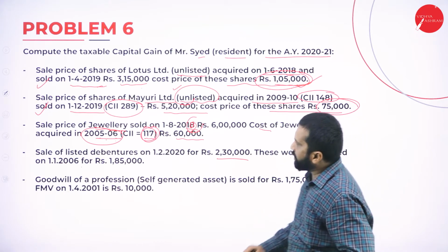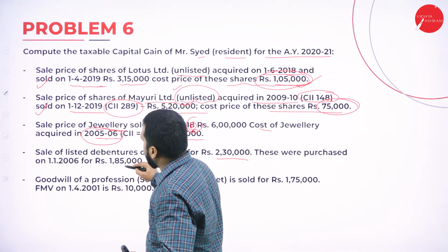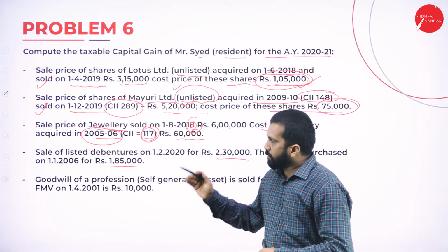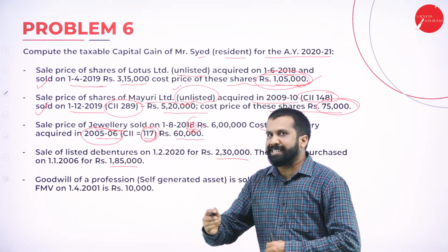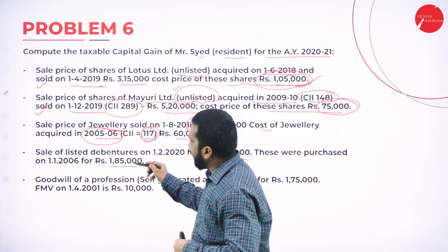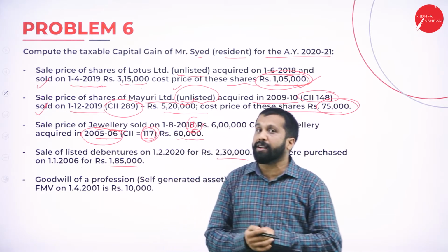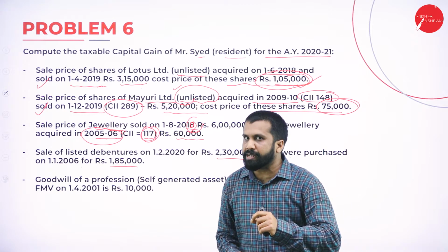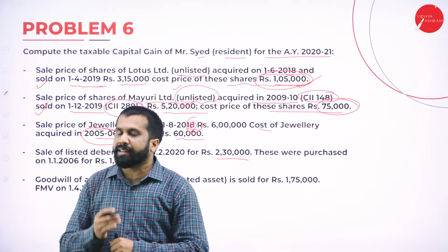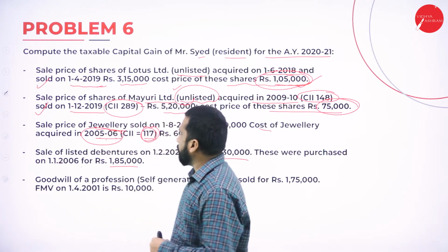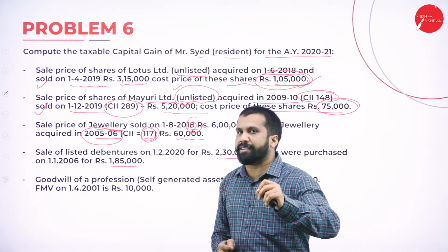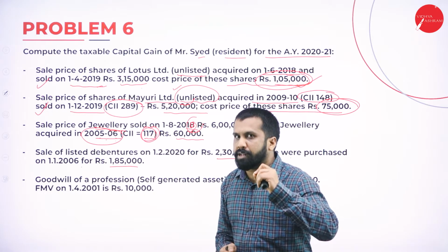Sale of listed debenture on 1/2/2020 for 2,30,000. These were purchased on 1/1/2006 for 1,85,000. Now, again debenture comes under what? 36 months slab. But should we calculate the indexation for debenture? What will be your answer? Should we calculate? The answer is no. You are not supposed to calculate indexation for debenture.